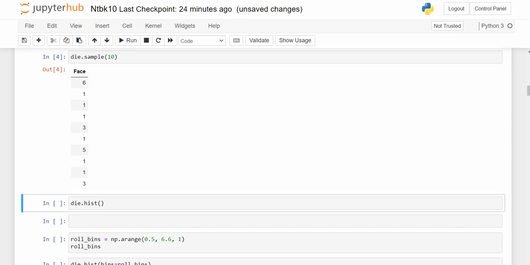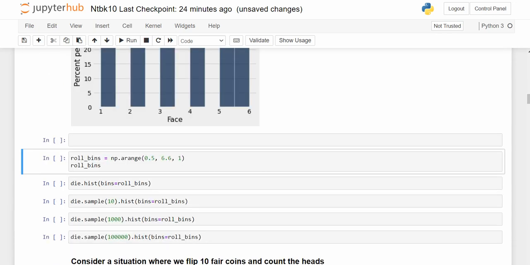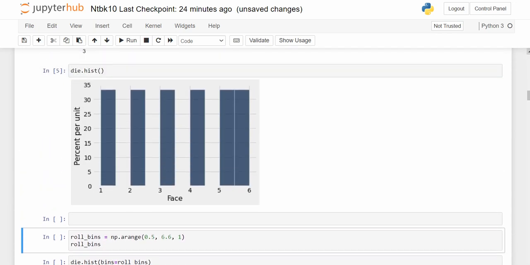And this die.histogram shows that sample. Okay, sorry, I'm having trouble getting it centered here. Okay, and this is a little choppy because the bin widths are only 0.5, and so here we create new bins that are 1 unit wide.